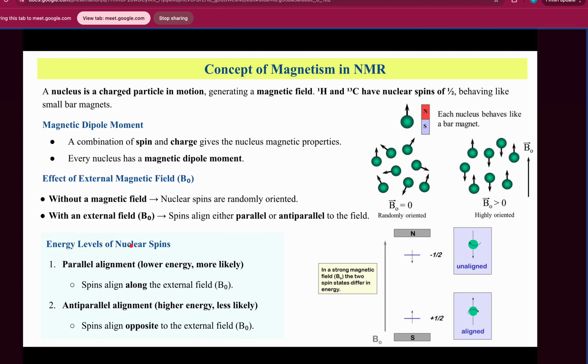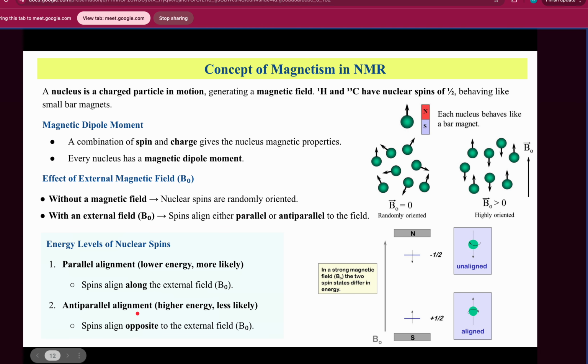As an external magnetic field is applied, there will be some generation of energy levels between those two states. Parallel alignment will generate a lower energy state, which is more likely, in which the nuclear spin is also towards the direction of the external field. So in this case, there is parallel alignment. That means both the direction of B naught as well as the nuclear spin are in the same direction.